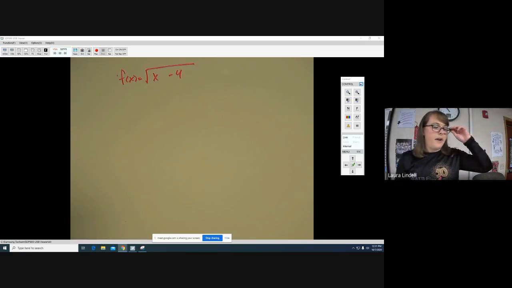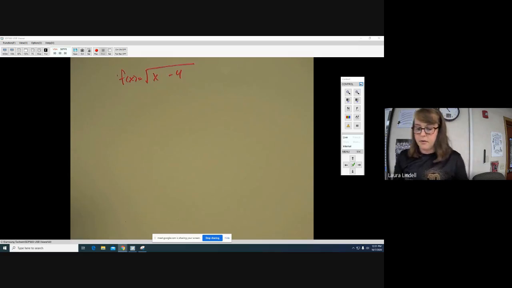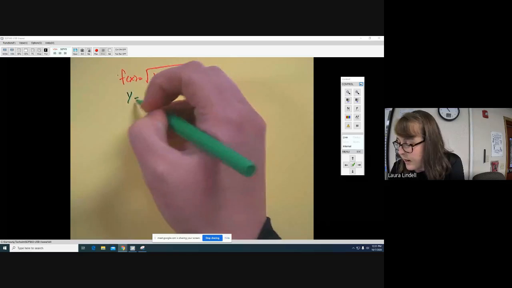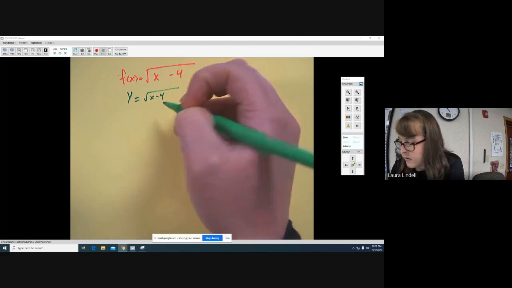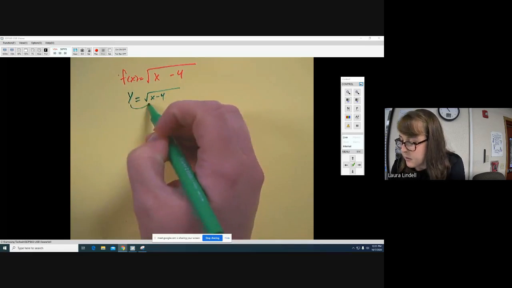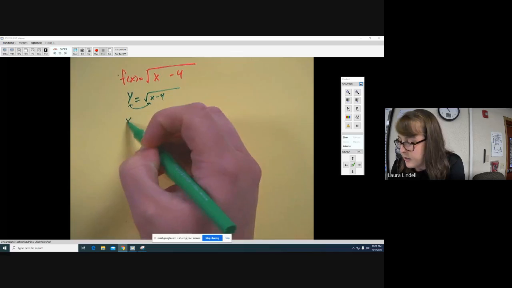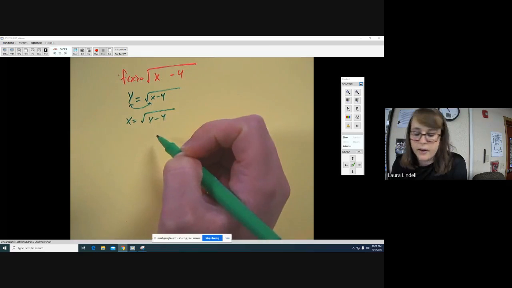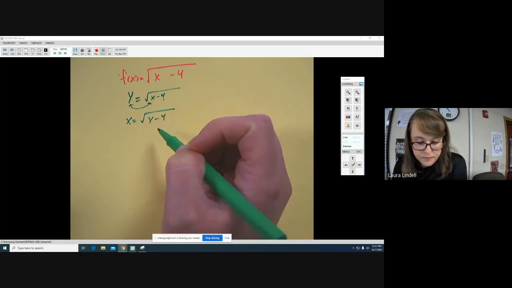All right, square root of x minus 4. So again, the steps for finding the inverse. Make this into a y. Then swap x and y. So we get x equals the square root of y minus 4. And then we're solving for y.